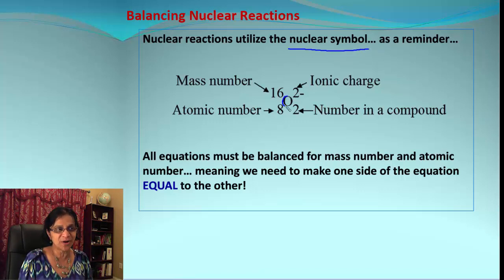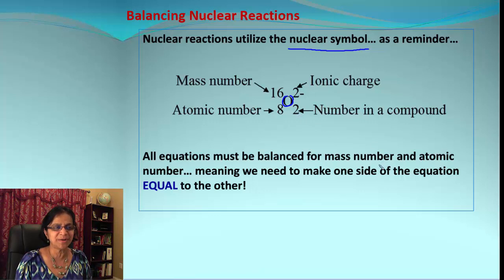O is the symbol for oxygen. 16 and 8 are the atomic mass number and atomic number respectively. If this oxygen has a charge, we represent that as 2 negative on the right hand top side. And if it's an element with two atoms, like O2, we write that on the right side bottom.